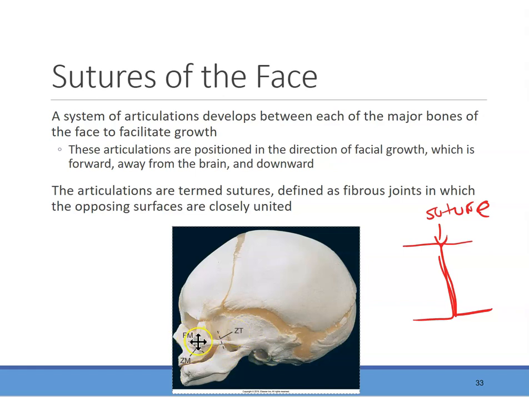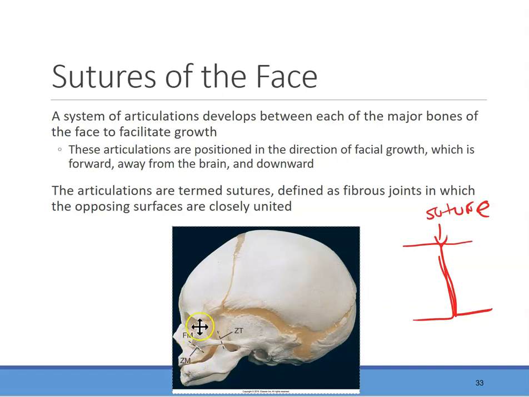Then we have the FM. The FM is the frontal, so this is your frontal bone, where the forehead is, and when it joins the maxillary bone, where the upper jaw is, it joins right over here, which is known as the frontomaxillary suture. And the last one that I want you to know is this one, called the zygomaticomaxillary suture.